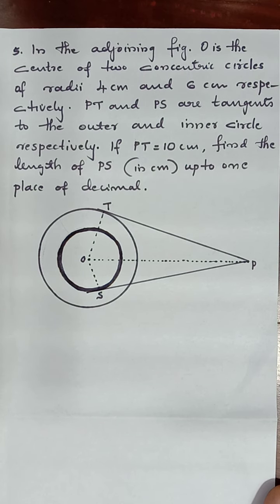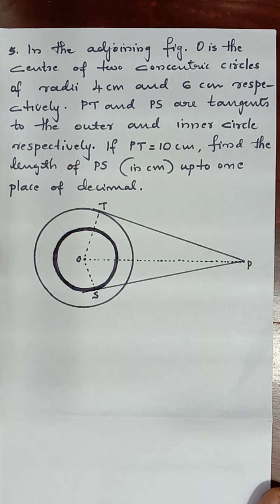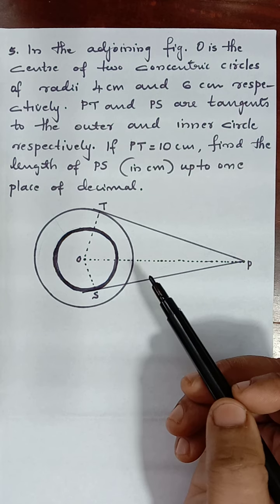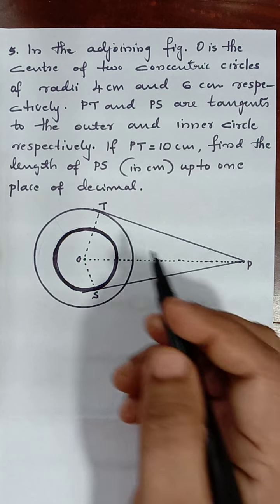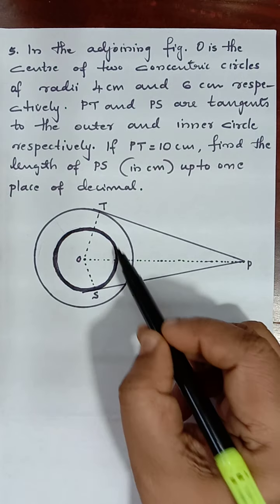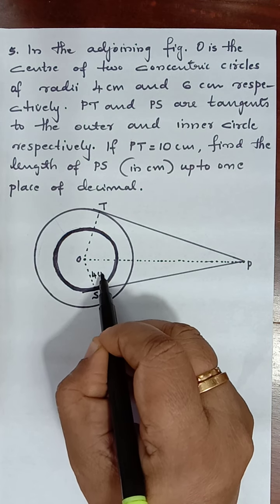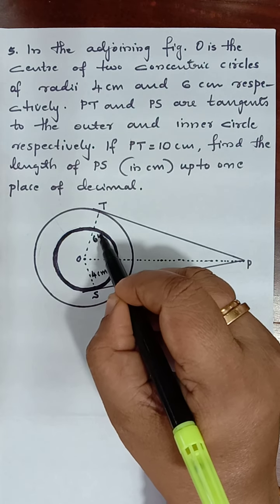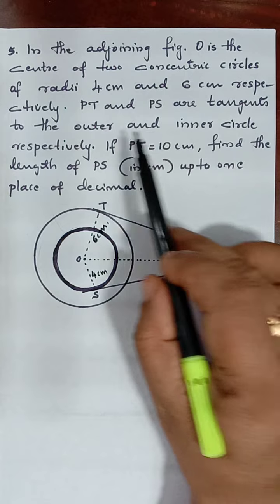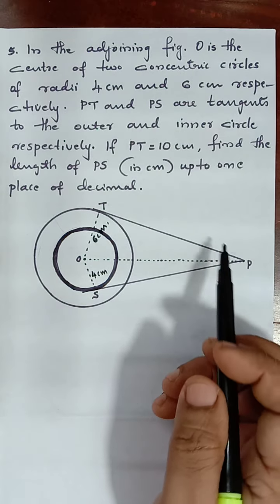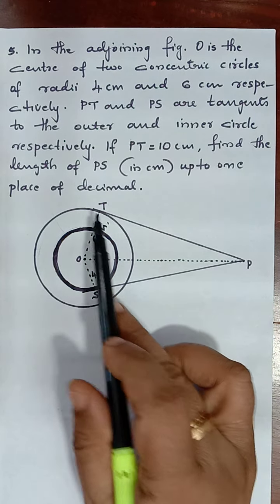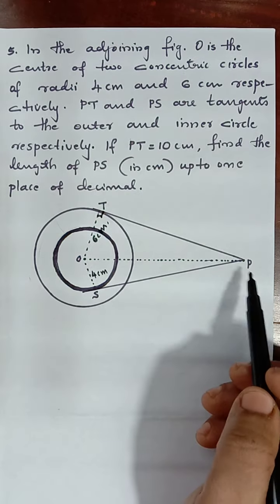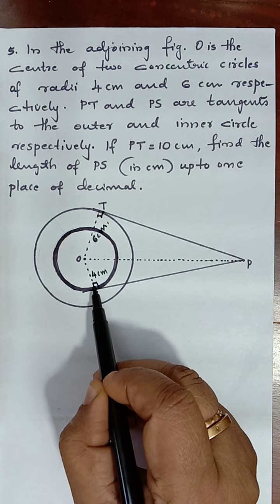Okay, let us see the last question. Today's last question. In the adjoining figure, O is the center of two concentric circles of radii 4 cm and 6 cm respectively. So, inner circle is having radius 4 cm and outer circle OT is equal to 6 cm, we can write. PT and PS are tangents to outer and inner circle. PT is tangent to outer circle, that means it forms 90 degrees with the radius. And PS to the inner circle, they are tangents.